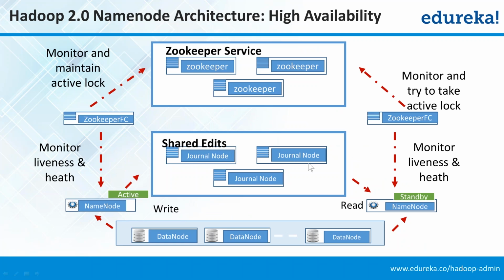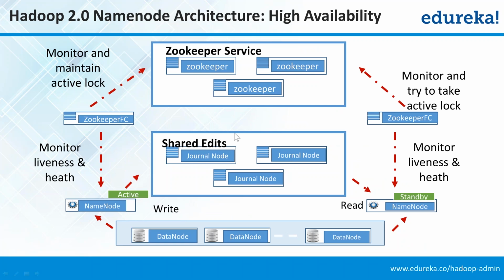Now, how is this whole failover happening here? The journal node is trying to keep the journal of the data, whatever transaction is coming. The journal node is storing all the transactions, and if the acknowledgement is coming from the journal node, then that particular transaction is called successful.